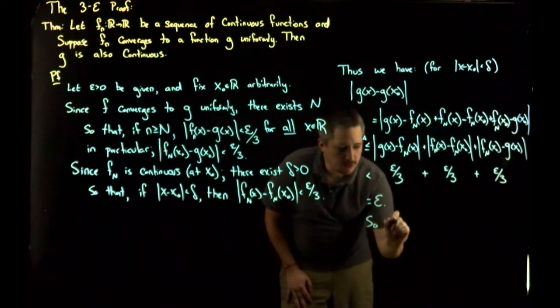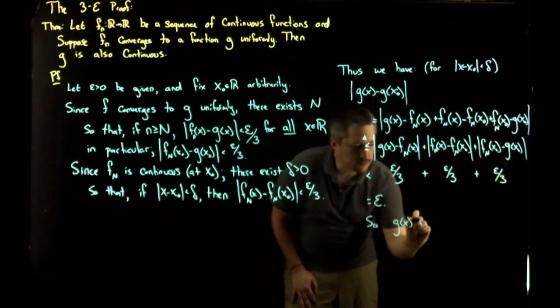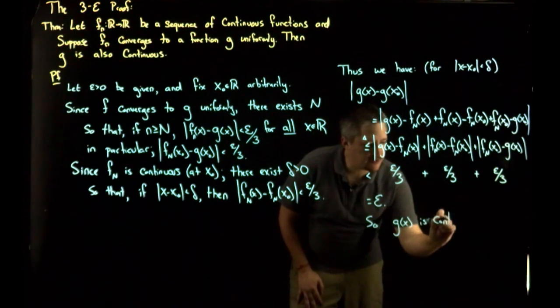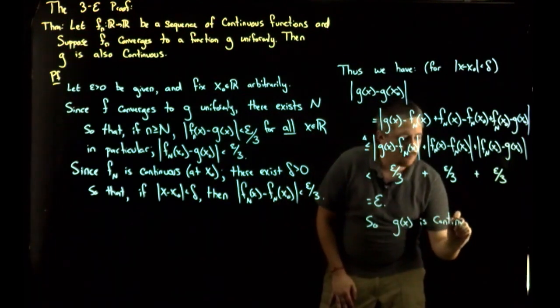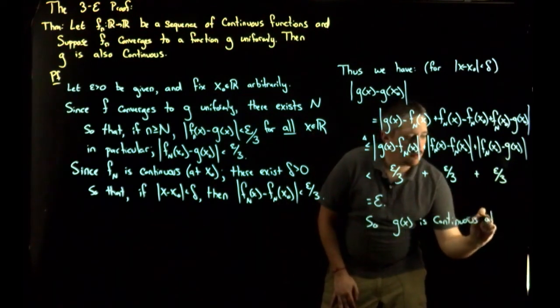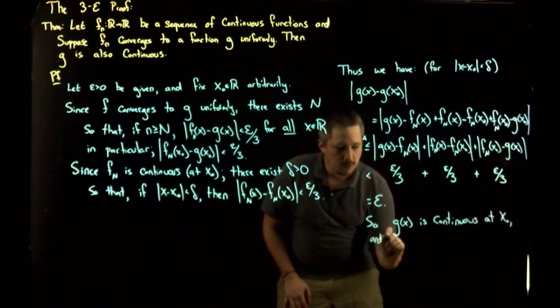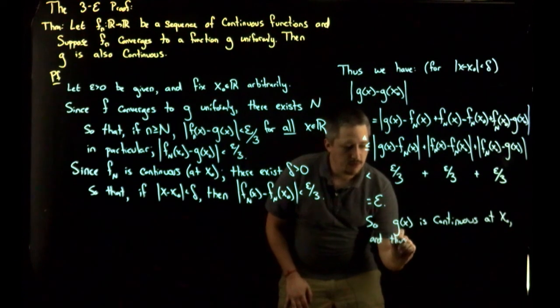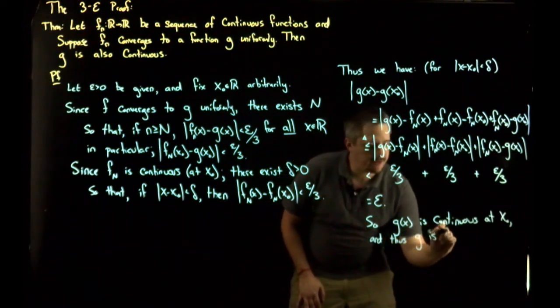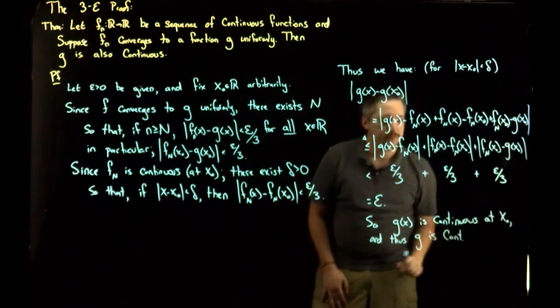So g of x is continuous at x naught. Thus, g is continuous.